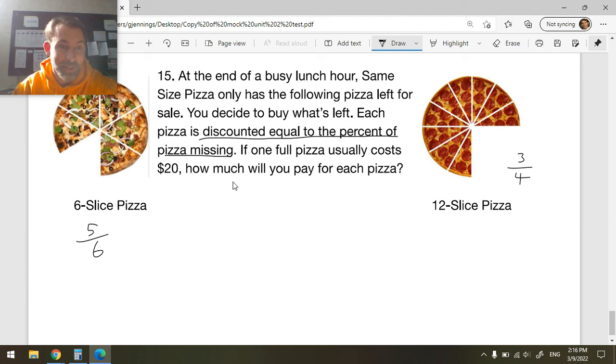Well, actually, I don't need to worry about it. I could just multiply this by 5/6 because that's my discount. They're going to give me a sixth off here and a quarter off there. This is 25% off. I don't know what that is as a percent, but I don't care. This is the price I'm going to pay. This times 20 plus 3/4 of a pizza times my discount times the cost of a pizza.